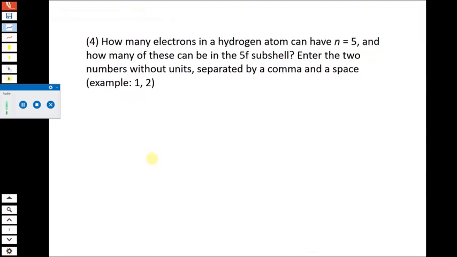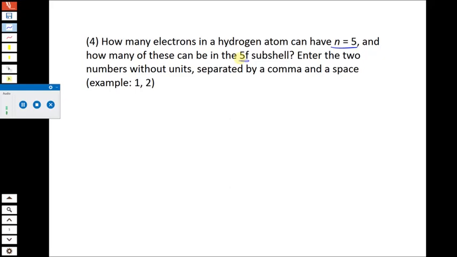All right, so we're now moving on to some questions that deal with more quantum theory, electron configurations, and stuff of that sort. And so this first one here wants to know how many electrons in a hydrogen atom can have n equals 5, and how many of these can be in a 5f subshell. Enter the two numbers without units separated by a comma and a space, and so on.